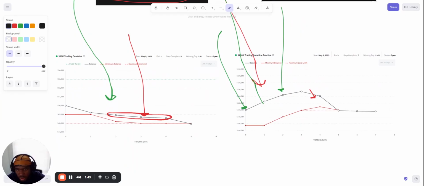So let's talk about the 50K trading combine. Initially, this loss was my fault. This is me taking a contract that was just too big. Then, as you see within these different trading days, let me show you how the bot looks.